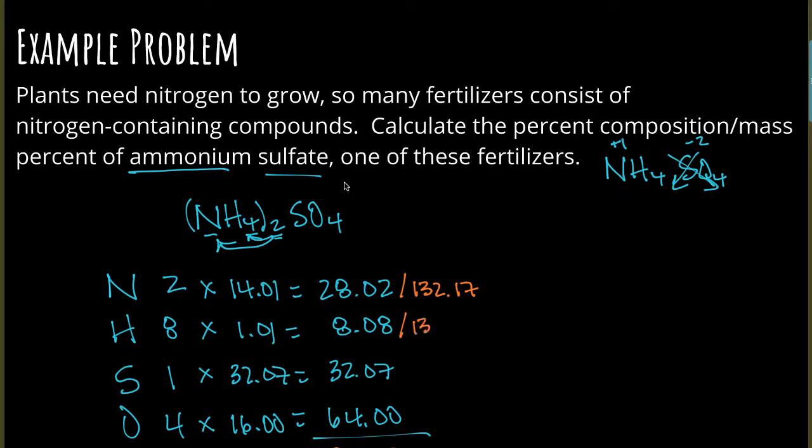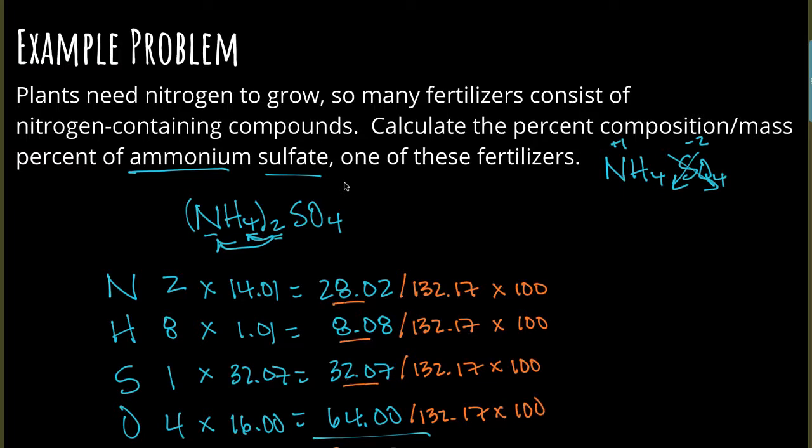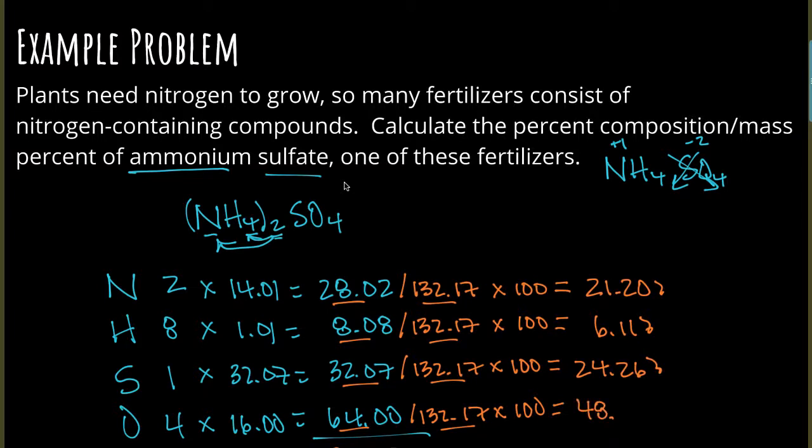So then to get the percent composition, I'm going to divide each one of these by 132.17 and then multiply by 100. So again, you're figuring out the mass that each individual element contributes. You're dividing by the total and then multiplying by 100 to get a percent. So my percent nitrogen is 21.20, percent hydrogen 6.11, percent sulfur 24.26%, and percent oxygen 48.42%. So then those would be my final values.